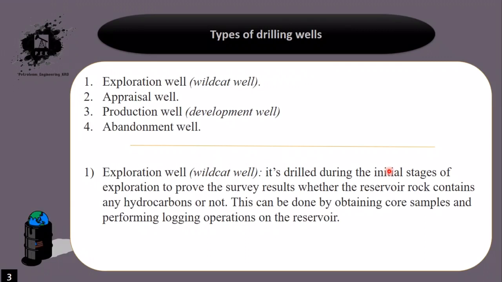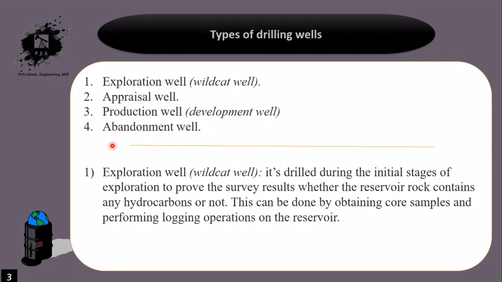Alright, so let's talk about the types of drilling wells. As we already talked about, we've got 4 major types of drilling wells. First one is the exploration well, also called wildcat well, the appraisal well, production well, also called development well, and the abandonment well. And we'll talk about each one of them in detail.